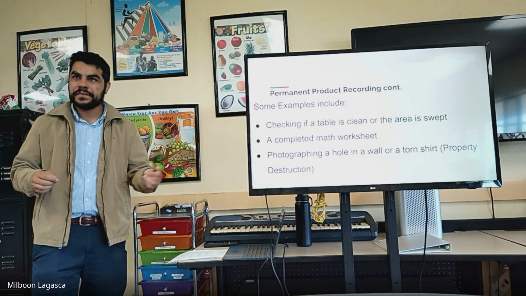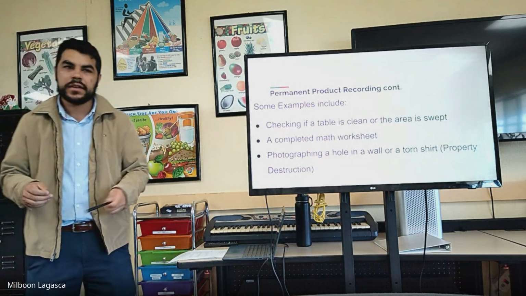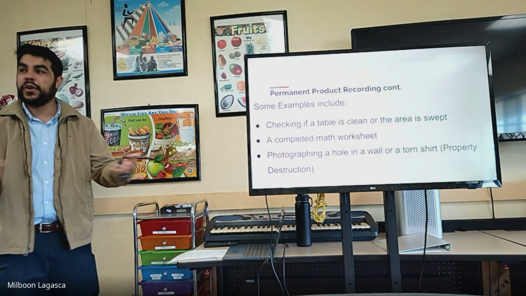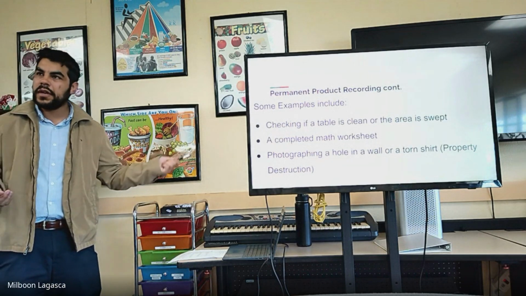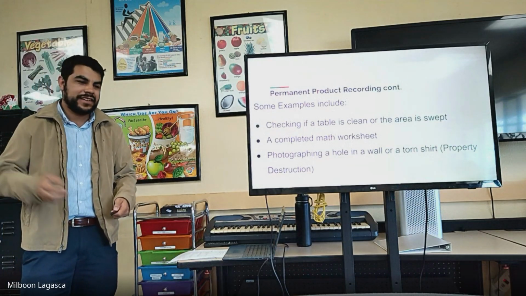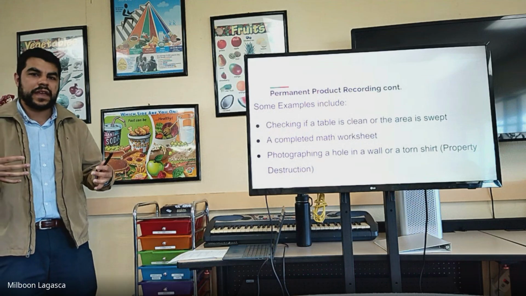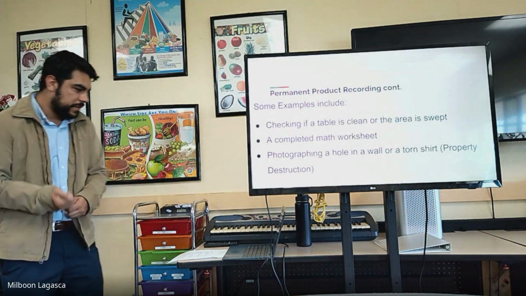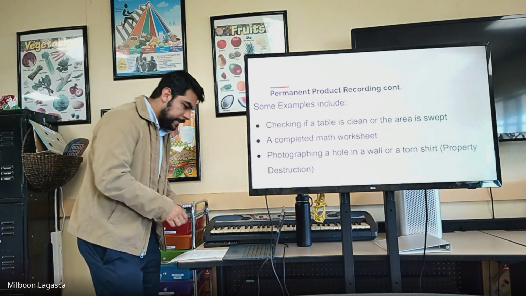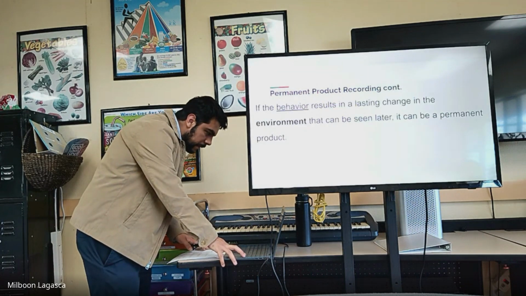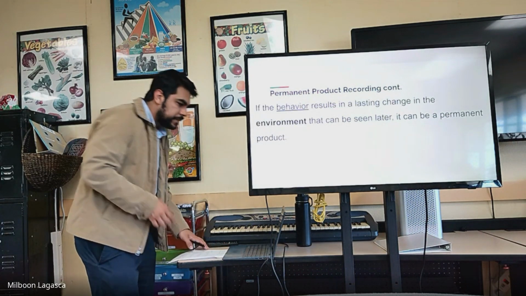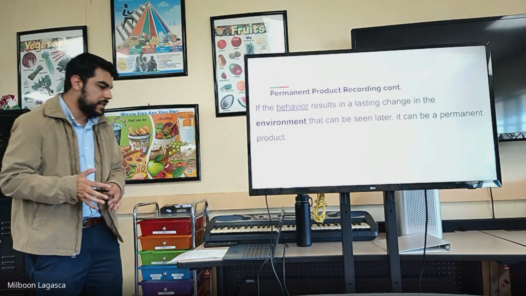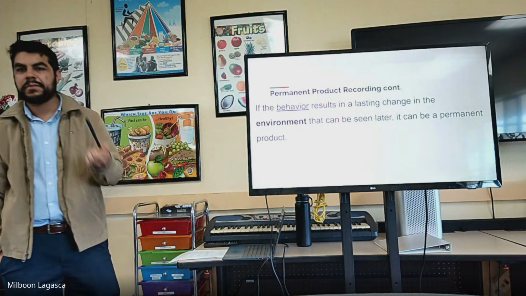And when it comes to problem behavior, a permanent product of property destruction is the broken product itself. A hole in the wall, broken glass, those things show you that a behavior did occur without you having to directly observe it. And if behavior results in a lasting change in the environment that can be seen later, then it is a permanent product.